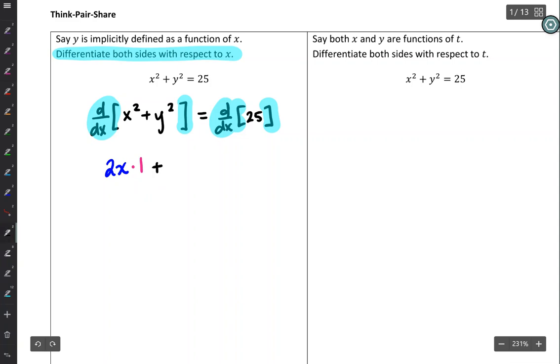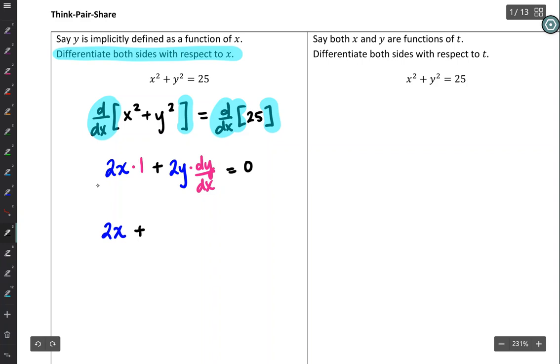Plus the derivative of y squared. Well, the derivative of y squared is 2y, but wait a second, y changes with respect to x. y is a function of x. We need chain rule. We need to multiply by dy dx, or y prime if you want. I think we've got space. I'm going to use both notations. And the derivative of 25 is just 0. So 2x times 1 is just 2x, plus 2y times dy dx, an alternative notation is y prime if you prefer, equals 0. And we are done.